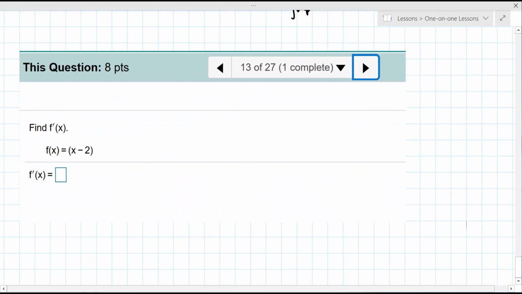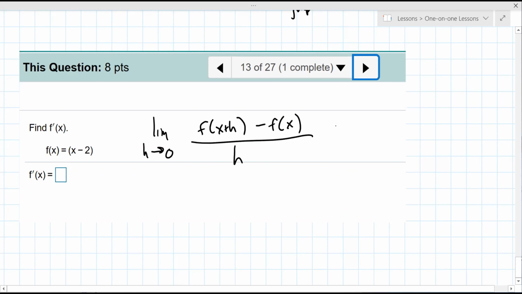You plan to have your phone out during this? Because there are apps on your phone, like Wolfram Alpha. Yeah, I have those apps. Because to do this one the way you're supposed to, it's the limit as h goes to 0 of f of x plus h minus f of x, all over h. If you know the derivative rules, you know that it's just 1.